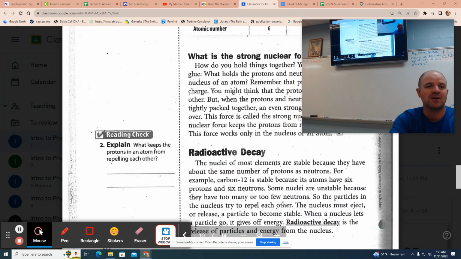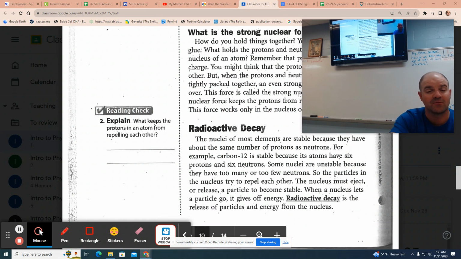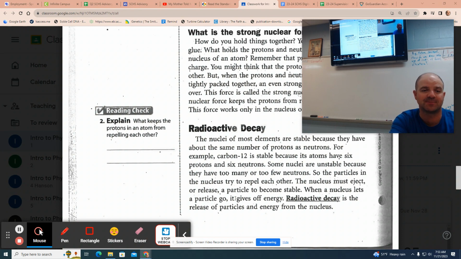Positive radioactive decay. The nuclei of most elements are stable because they have the same number of protons and neutrons. For example, carbon-12 is stable because its atoms have 6 and 6. Some nuclei are unstable because they have too many or too few neutrons, so the particles in the nucleus try to repel each other. There's not a balance. The nucleus must eject or release a particle to become more stable. When a nucleus lets a particle go, it gives off energy. Radioactive decay is the release of particles and energy from the nucleus.